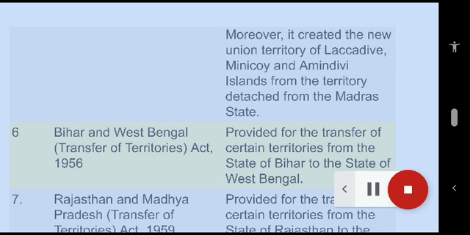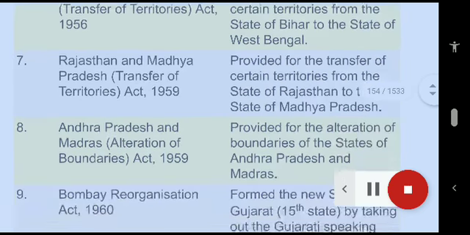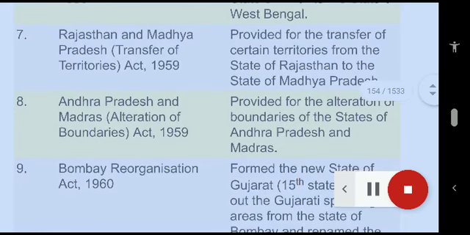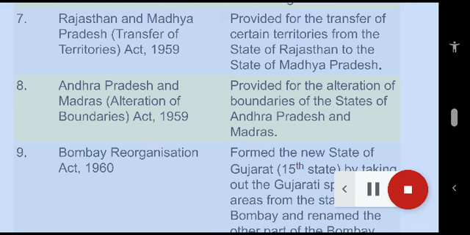6. Bihar and West Bengal Transfer of Territories Act 1956 provided for the transfer of certain territories from the state of Bihar to the state of West Bengal. 7. Rajasthan and Madhya Pradesh Transfer of Territories Act 1959 provided for the transfer of certain territories from the state of Rajasthan to the state of Madhya Pradesh. 8. Andhra Pradesh and Madras Alteration of Boundaries Act 1959 provided for the alteration of boundaries of the states of Andhra Pradesh and Madras. 9.